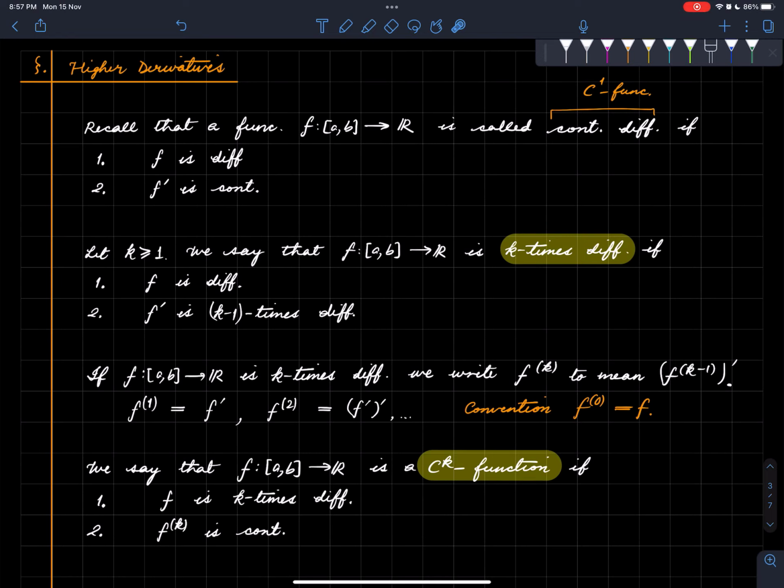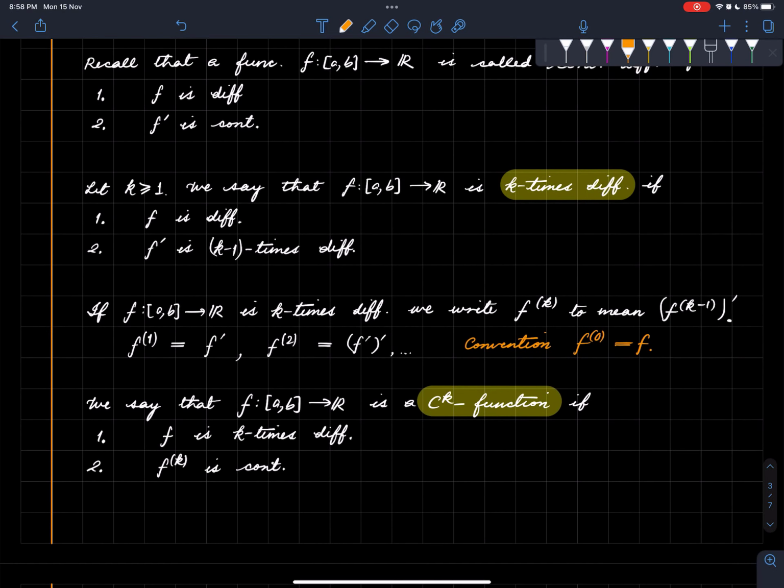For instance, suppose you want to know what is meant by a 2 times differentiable, or twice differentiable, function. It just means that f first of all is differentiable and its derivative is differentiable. 1 times differentiable is the same as saying differentiable. So a 2 times differentiable function is one where f is differentiable and its derivative is also differentiable. Similarly 3 times, 4 times, and that is neatly expressed in this inductive fashion. The convention is that every function is 0 times differentiable.